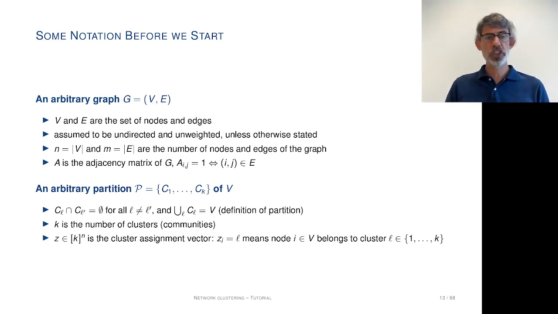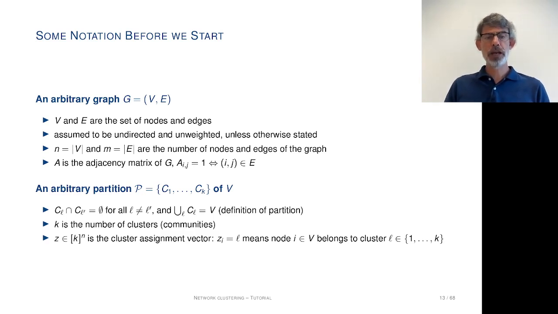We're going to consider G to be an arbitrary graph with V denoting the node set and E the edge set. We're going to assume the graph is undirected and unweighted unless otherwise stated. Little n is the number of nodes of the graph and little m is the number of edges in the graph. A is going to be the adjacency matrix of the graph G, so Aij equals 1 if and only if ij is an edge of the graph.